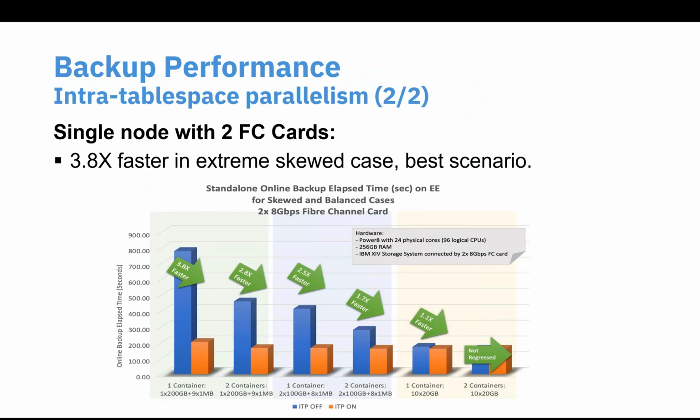This slide is just a little bit skewed. That just shows that we increased the number of Fibre Channel cards we had available to us to create even more I/O capacity on the same system, and we were able to even get a 4x time improvement. And again, performance moves off as things balance out, but we don't regress even in the cases where things are balanced.